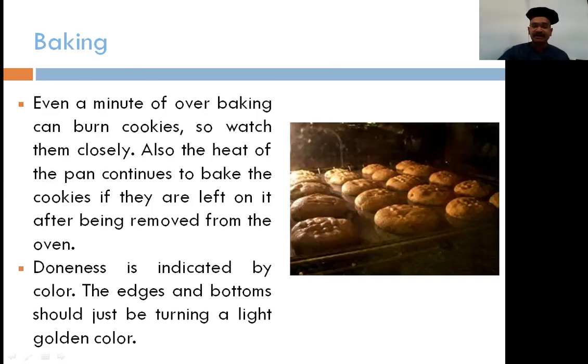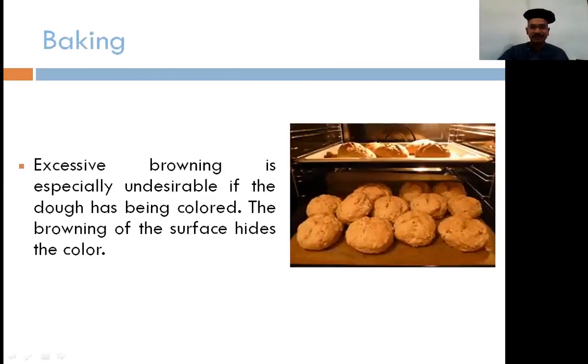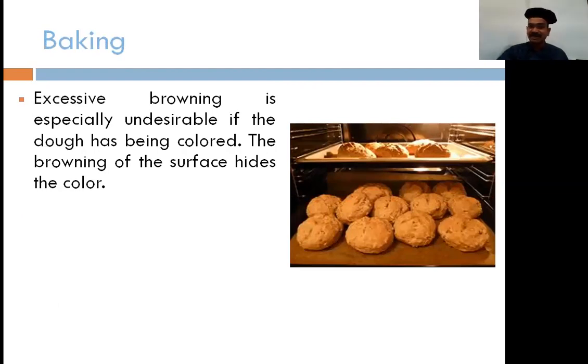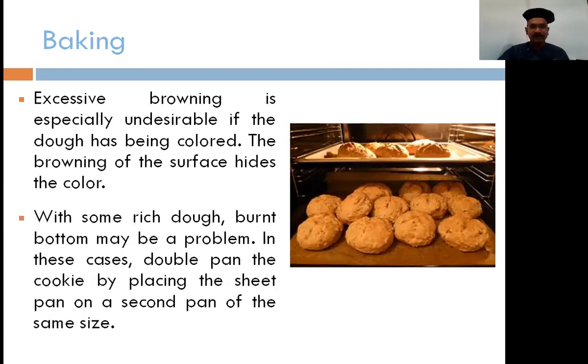Doneness is indicated by color. The edges and the bottom should be just turning a light golden color, which is the appropriate color for any cookie. Excessive browning is especially undesirable if the dough is being colored. So you have to be a little careful with those specific batters or doughs. The browning of the surface hides the color. Now, this is very important: with some rich doughs, like rich cakes, burnt bottoms may be a problem.